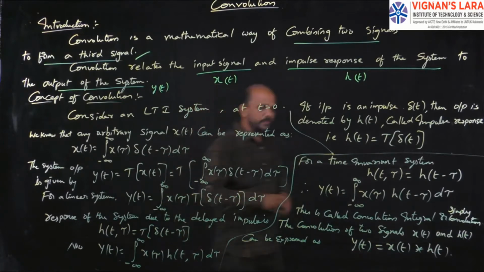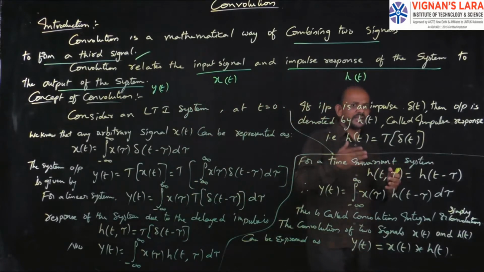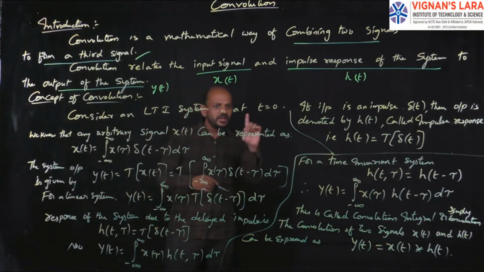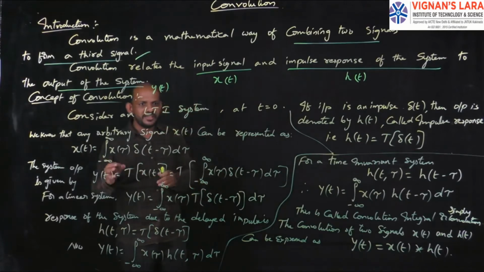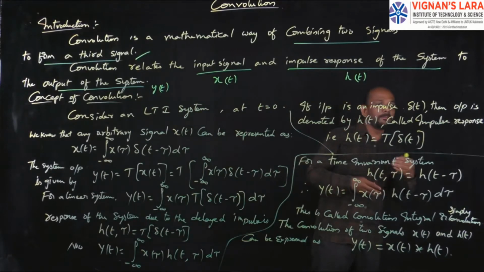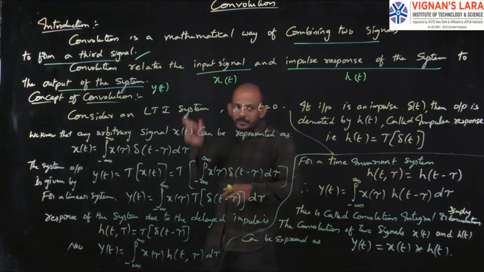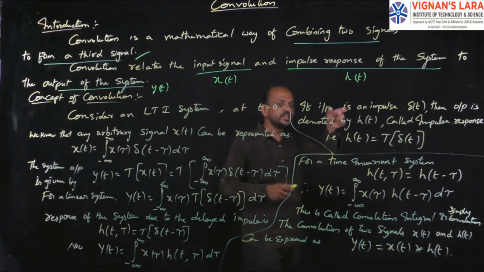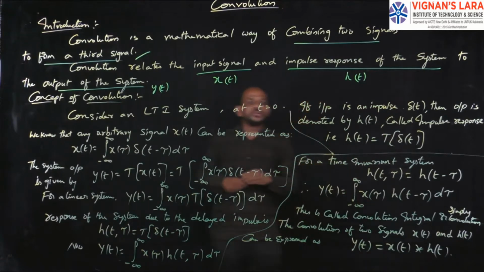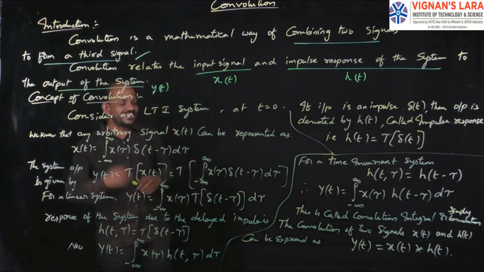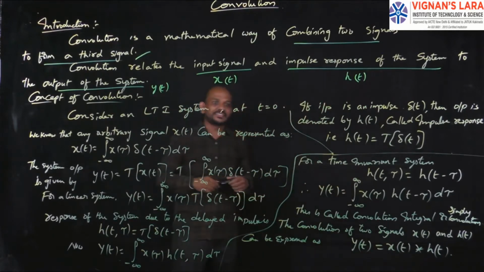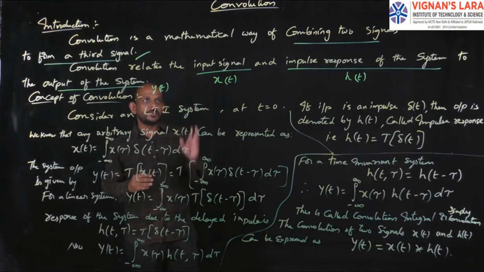Simple. Convolution is a mathematical operation of combining two signals to form a new signal. The two signals we combine are the input signal x of t and the impulse response of the system h of t. We combine these two signals to form a new signal, the output y of t. So it relates the input signal, impulse response and output of an LTI system. This is the introduction about convolution.